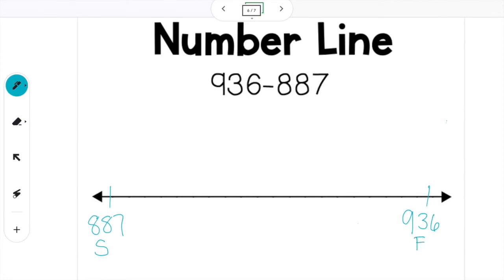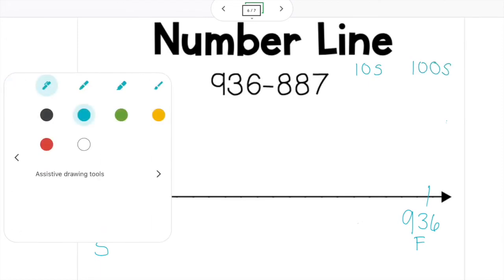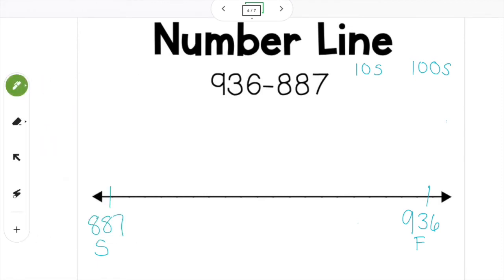So again, I want to see how many jumps it will take, and I want to try to use the fewest number of jumps possible. So I'm going to think along the lines of making a 10 and making a 100. So I'm going to be thinking of tens and hundreds. Okay, so let's go ahead and start with our first jump. And I'm going to go ahead and change colors so that you can see the number of jumps.